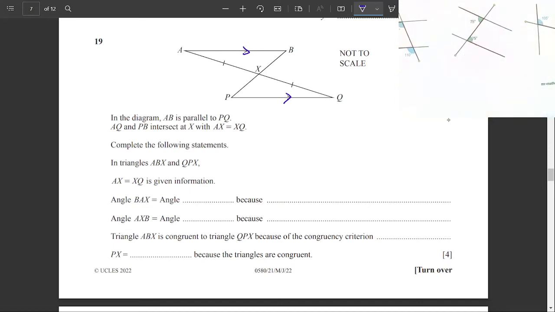AQ and PB intersect at X. That means AX, the length of this line, and this line is the same. Complete the following statements. So we're looking at triangle ABX, the one at the top, and triangle QPX, the one at the bottom. Okay, and what they've already told us again is that AX equals XQ, and that's given, right? And those are two sides.